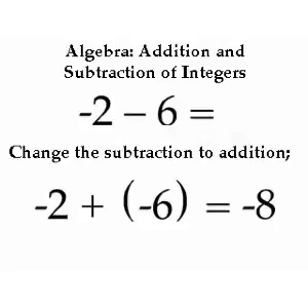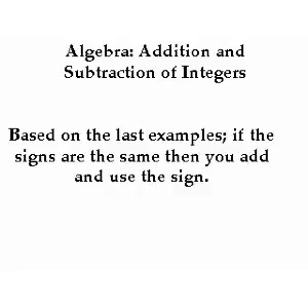The next one we want to look at is when we subtract. Negative 2 minus 6, we can change the negative into an addition, and we'll end up having negative 2 plus negative 6. The signs are the same, so we add, and we get negative 8 for that answer. So based on these last three examples, if the signs are the same, you add and use the sign that's given to you, either the positive symbol or the negative symbol.